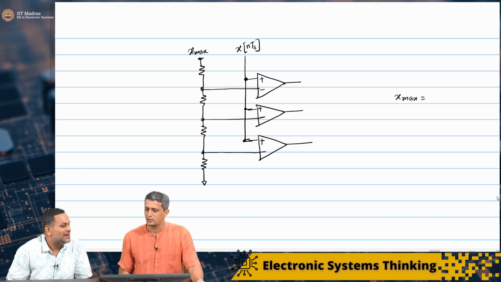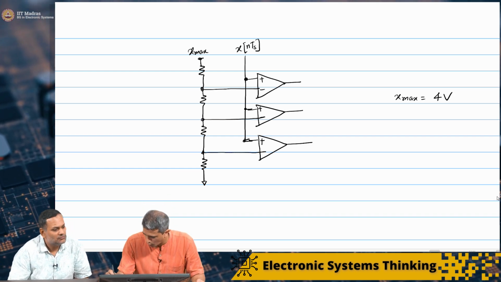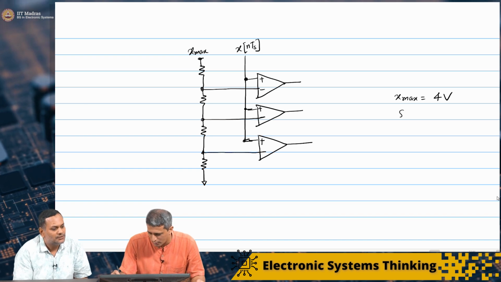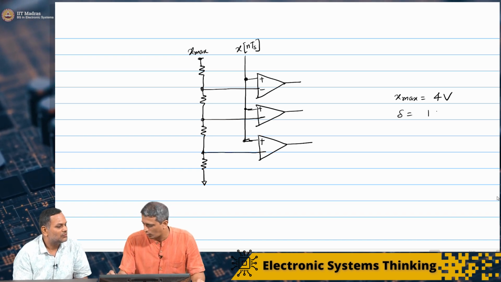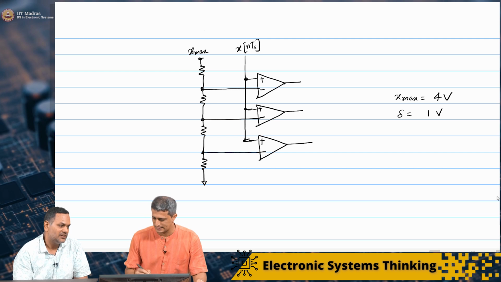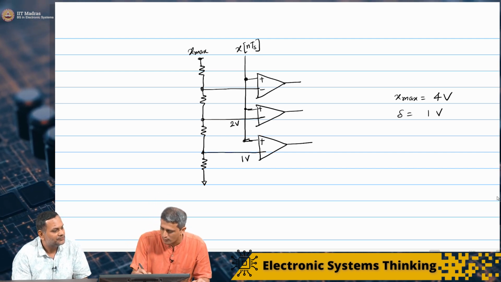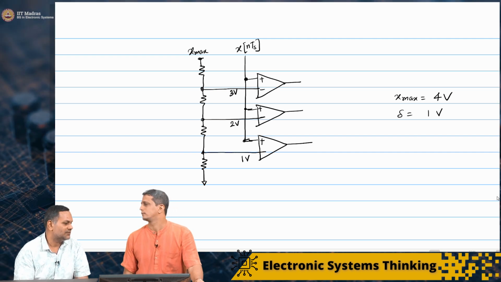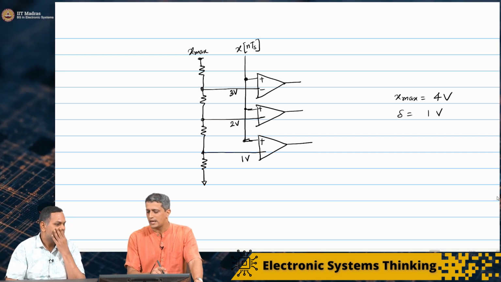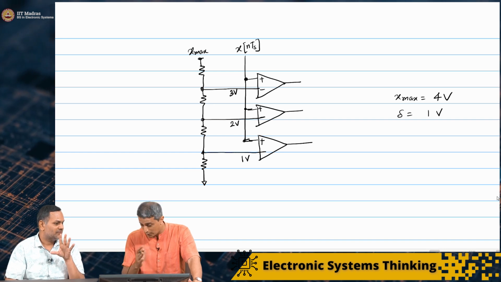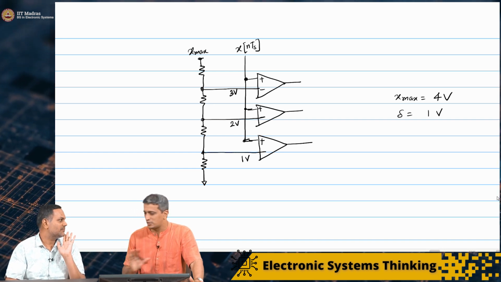Let us say X max is 4 volts. Therefore, the delta is going to be 1 volt. So here you will have 1 volt, 2 volt, 3 volt. Now what do we want? If it is below 1 volt, first of all, it must be 0.